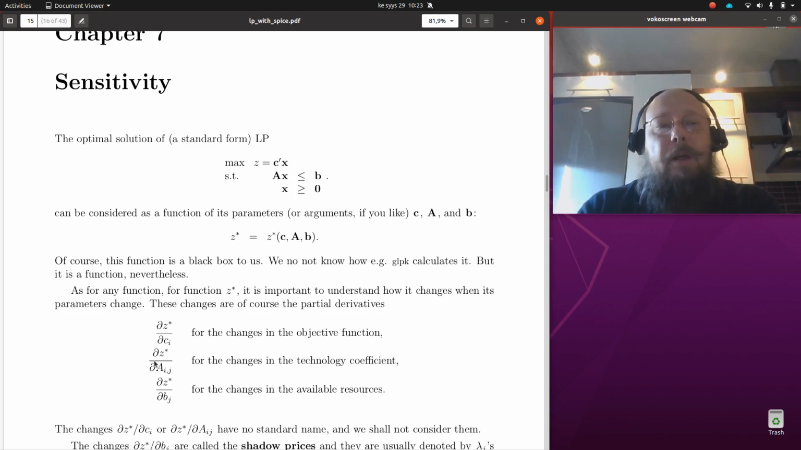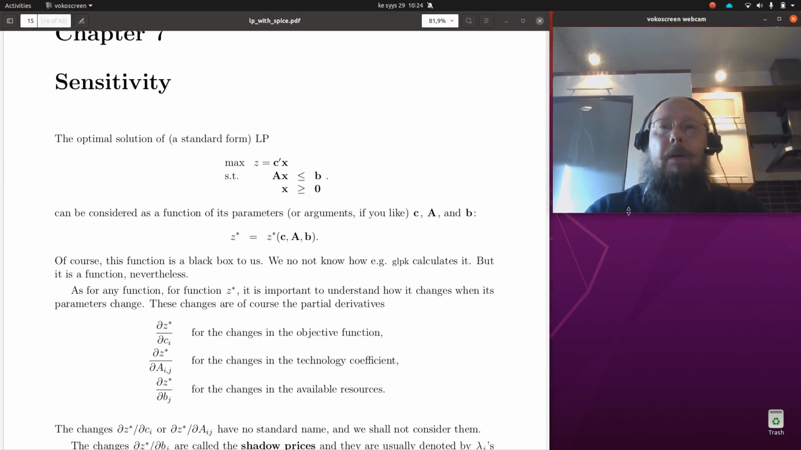The same thing we could ask for if the technology matrix changes in this a_j component. Or we can look at the changes in the available resources, or the right hand sides here, which I usually interpret as resources. Sometimes it's a reasonable thing to do, sometimes it's maybe not completely reasonable to interpret them as resources. It depends on the problem, of course.